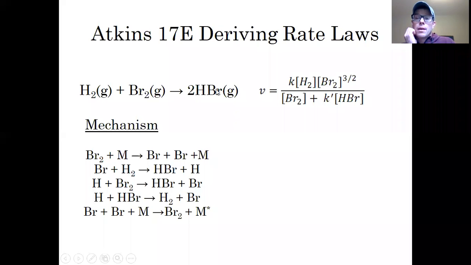Okay, hi everyone. This week we're talking about Atkins 17E, deriving rate laws. This is an example I showed you at the very start of this chapter. It concerns the formation of hydrogen bromide gas. If you measure the rate law, it turns out to have this rather complicated form that looks like this. And that rate law arises from this proposed mechanism. This is the mechanism by which hydrogen bromide is believed to be formed for this reaction.